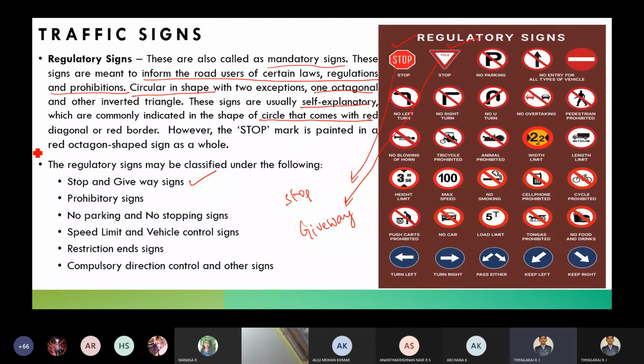A circle that comes with a red diagonal or red border, you can observe the red border and red diagonal. The stop mark is painted in a red octagon shape sign as a whole. You can observe the stop sign.